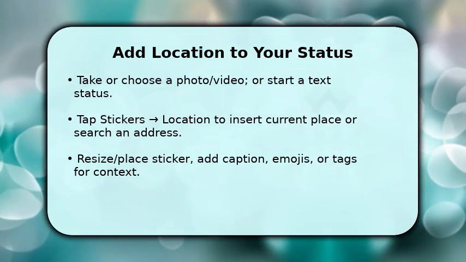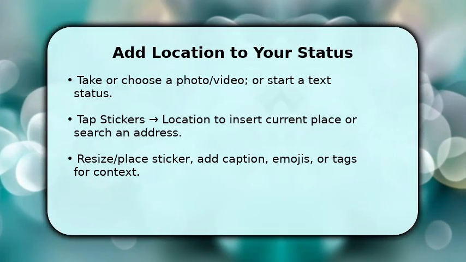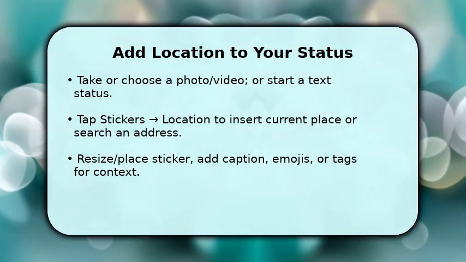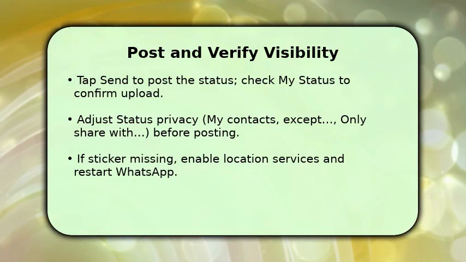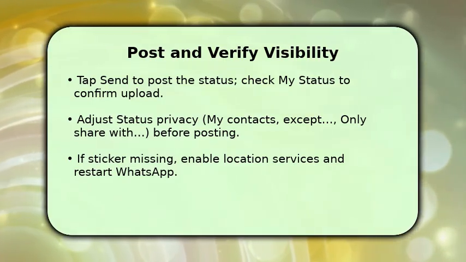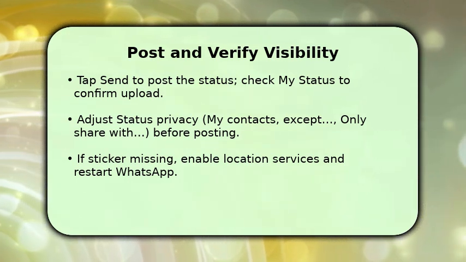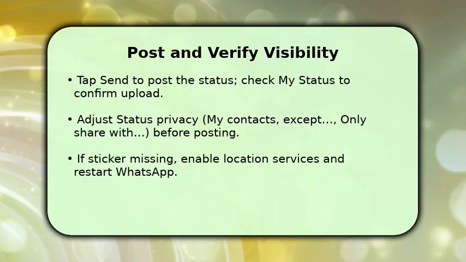Then add a short caption explaining why you're sharing the spot and any extra details or tag. Finish by tapping send to post the status, and immediately check my status to confirm the upload and how the sticker appears. Make sure your status privacy is set the way you want. Choose my contacts, accept, or only share with so only intended people see your location.